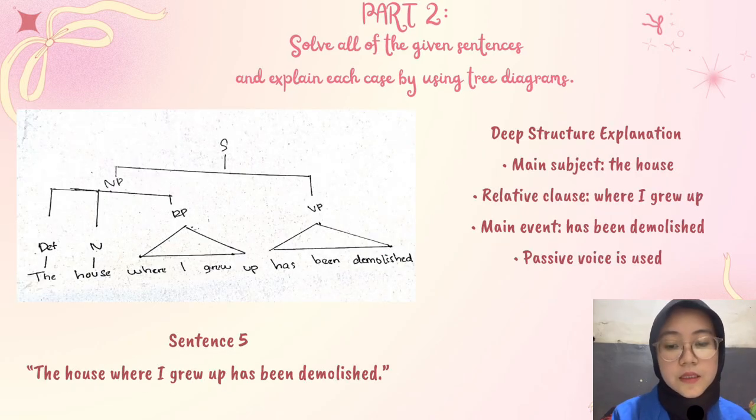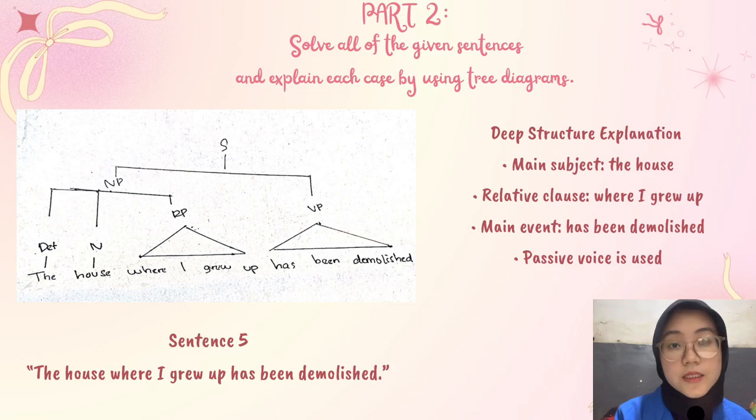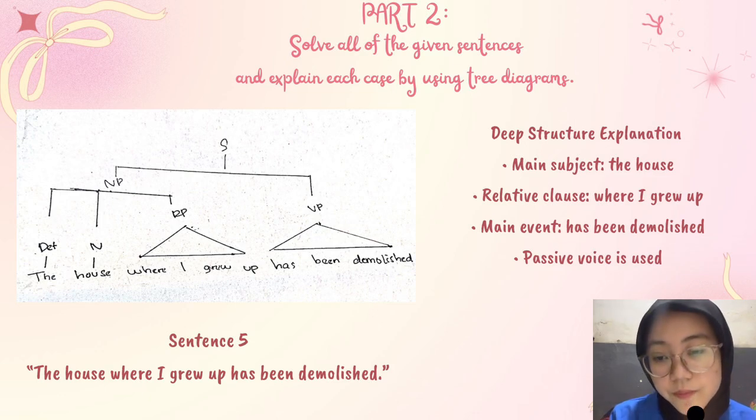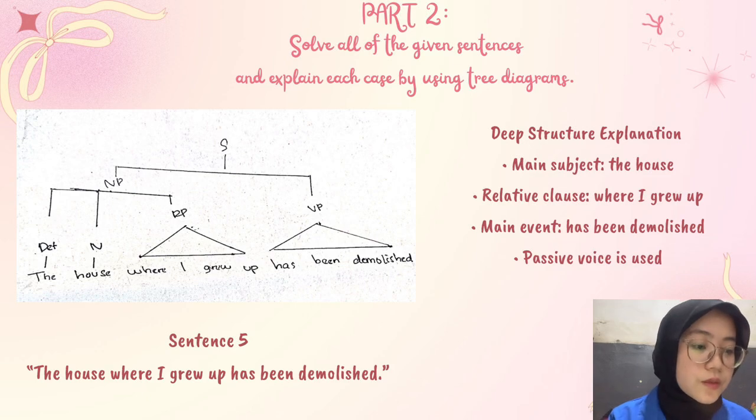And the last, sentence number 5, the house where I grew up has been demolished. So in this one we can take a look at the 3 diagrams first. "The" is a determiner, "house" is a noun. "Where I grew up" is the relative phrase and it becomes a noun phrase, and "has been demolished" is the verb phrase. So in this sentence, the deep structure shows two main ideas.